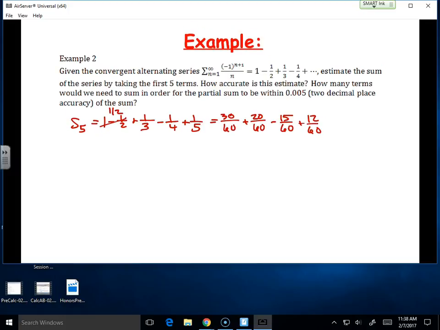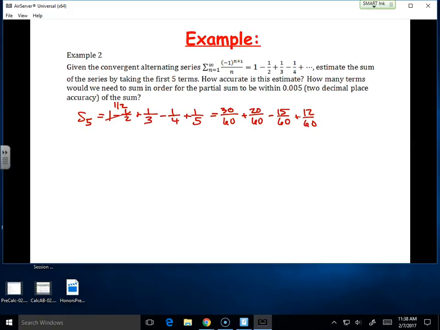And what do we get? 60 minus 30 is 30, 50, 35, 47. Okay, so that's our estimation, 47 sixtieths, that's our 5th partial sum, right? Which is approximately, as a decimal, 0.78333333 and so on.